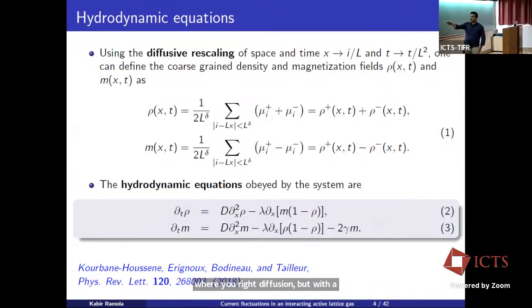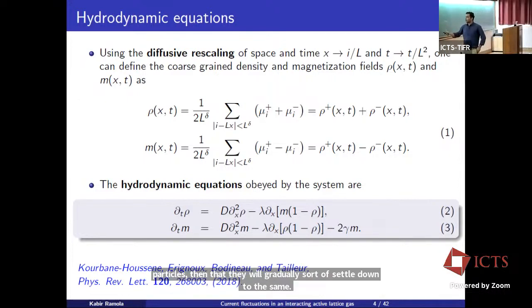And this accounts for both the bias and the flipping. And for the magnetization field, you have exactly the similar looking equation, but now you have non-conservative terms because the magnetization can actually go to 0. So if you start with an unequal number of plus and minus particles, then they will gradually settle down to the same magnetization of 0.